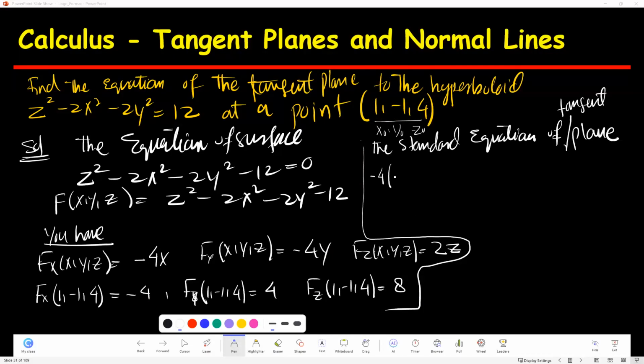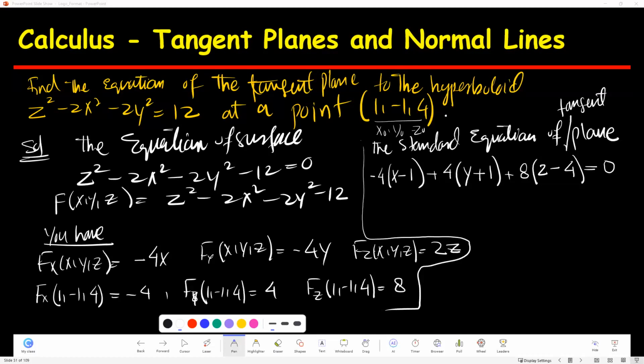So the partial derivative of the function with respect to x, the answer was -4, and then x minus x naught, and x naught here is 1, then plus the partial derivative of the function with respect to y, which we solved as 4. I'm going to write here 4, and then y minus y naught, but here y naught is -1, so it's going to be 1 with a plus sign. Minus minus is plus. Then plus the partial derivative of the function with respect to z, which we calculated as 8, and then z minus z naught, and z naught here is 4, and everything must be equal to 0.